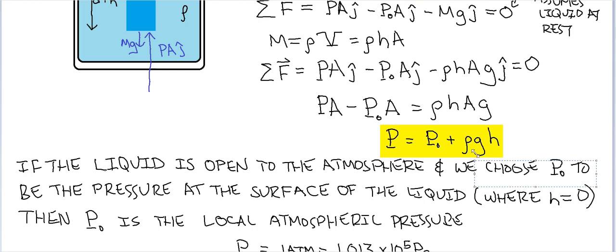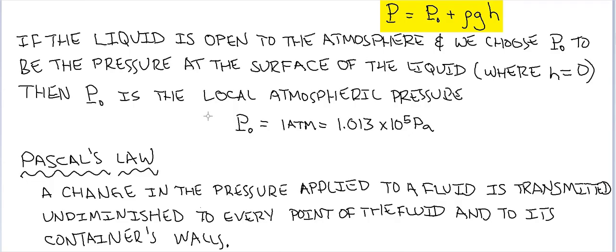And we just choose that P naught is the pressure at the surface of the liquid, where h is going to be 0, then we're going to say that P naught is the local atmospheric pressure. And here at sea level, atmospheric pressure on average is about 1.013 times 10 to the 5 pascals. That's 101,300 pascals. And we're just going to define that to be 1 atmosphere. So just by definition, we're going to use this as atmospheric pressure.